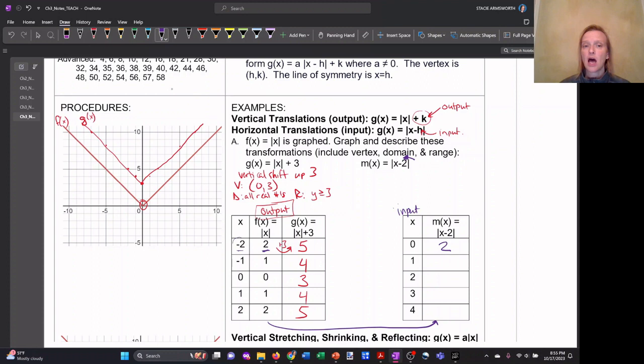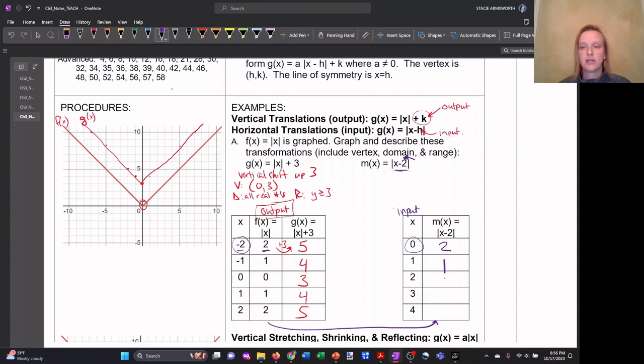So notice, originally I started with negative 2, now I'm starting with 0. Why did I add 2 to get that value? Because I'm going to subtract 2 in the function, so I have to do the opposite of what the function is going to cause me to do to the input. Similarly, with 1 here, 1 minus 2 is negative 1. Take the absolute value as positive 1. 0 minus 2 is negative 2.